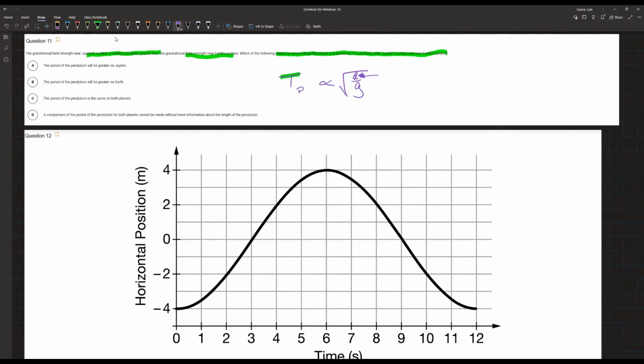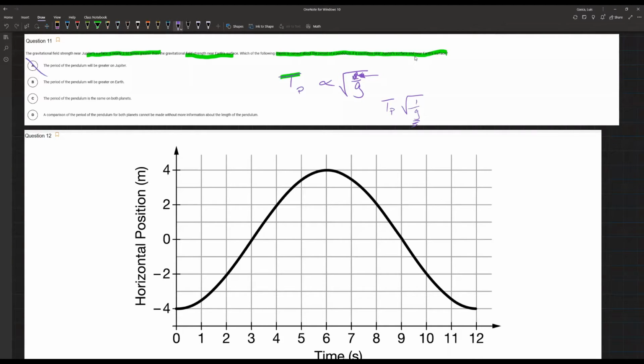And so I saw that D was kind of popular. But it's the same pendulum, oscillating near Jupiter's surface and near Earth's surface. So we don't really care about the length here because it's going to be the same pendulum in both cases. And so we see that the period of oscillation is inversely proportional to G, the gravitational field strength. So the bigger the gravitational field strength, the smaller the time.